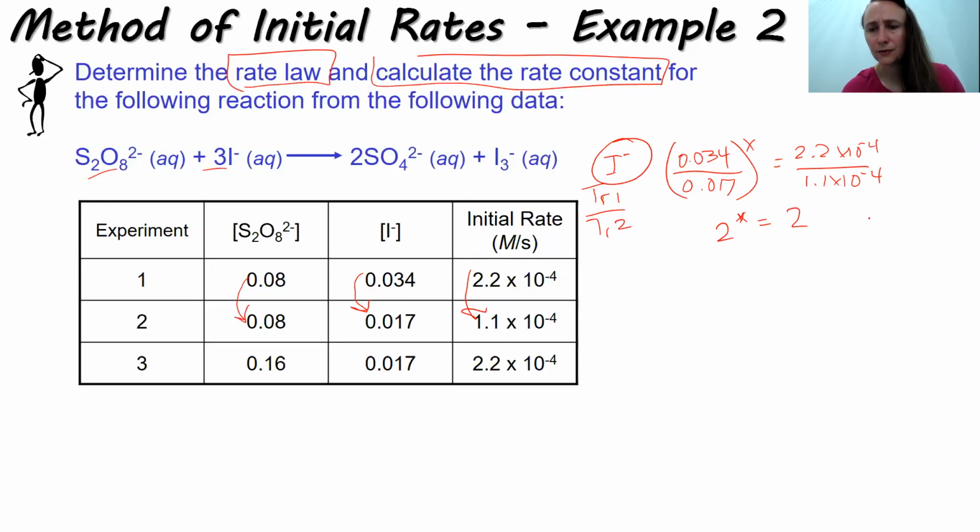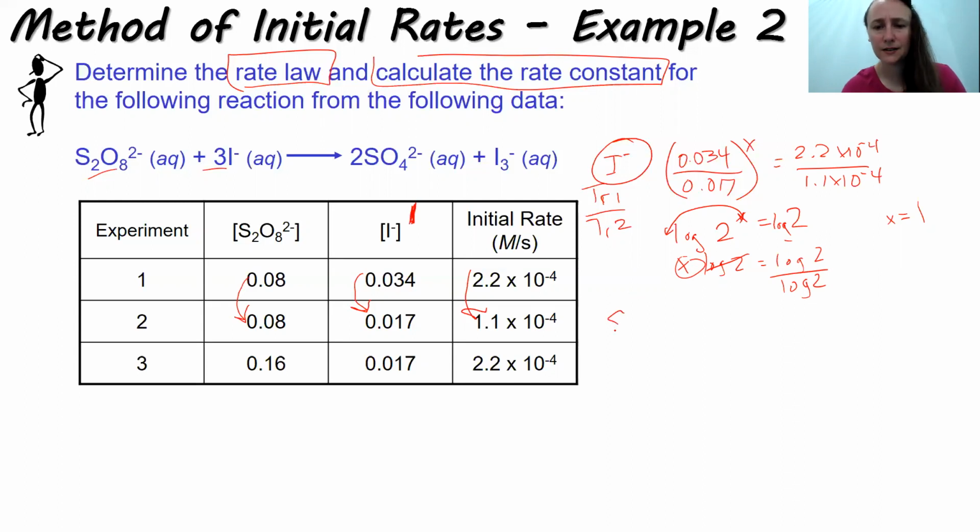So again, that's simple numbers. I know that x equals 1, but if it were not simple numbers, I could take the log of both sides, move the exponent down, and get x times the log of 2 equals the log of 2. Divide both sides by this log of 2, and I get x equals 1. So the order with respect to the I minus is first order.